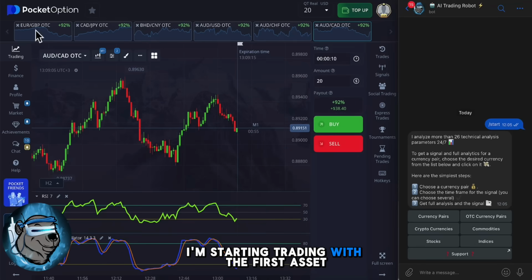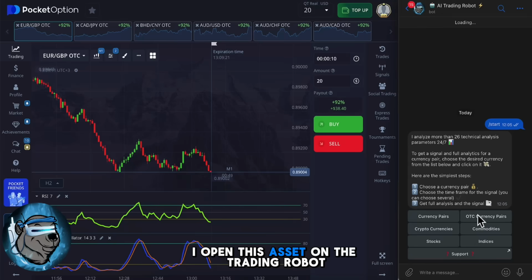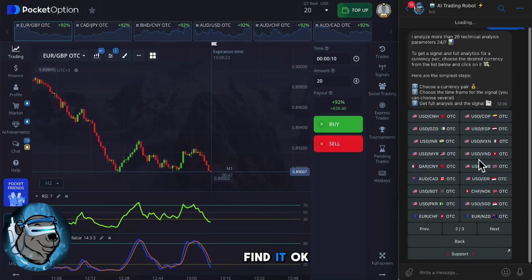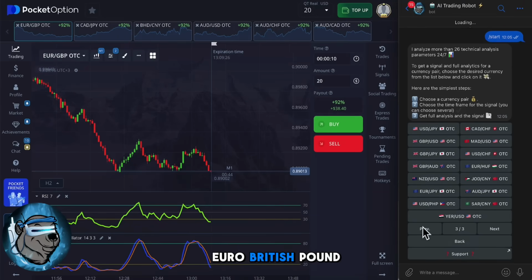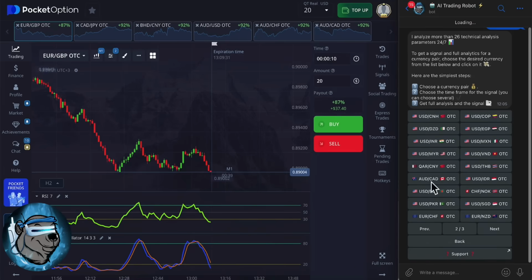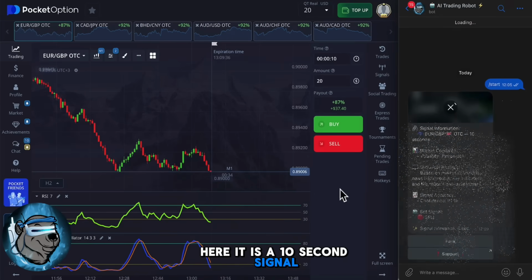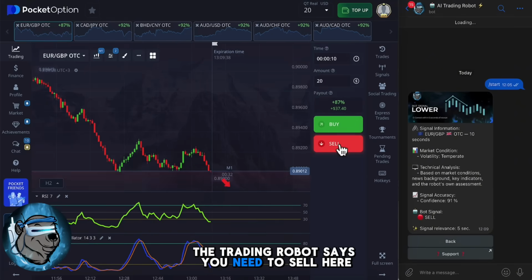I'm starting trading with the first asset, Euro and British Pound. I open this asset on the trading robot. Find it? Okay, Euro, British Pound. First, I need to find it so I can choose my signal. It was on the first page for us. Here it is, a 10-second signal. The trading robot says you need to sell here.